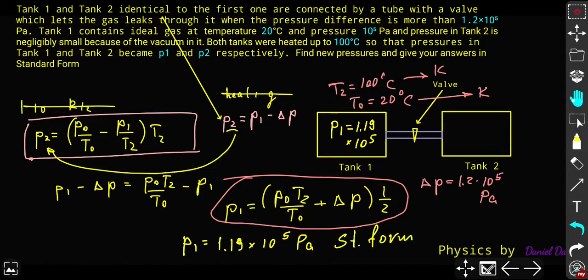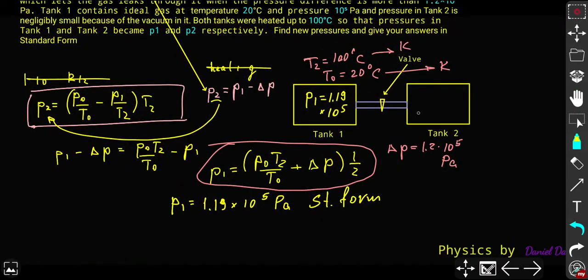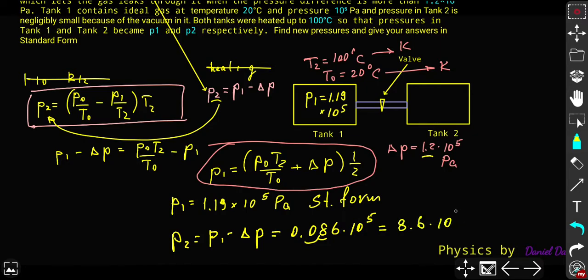And finally we need to calculate P2, but P2 is simply P1 minus delta P, so we need to take away 1.2. If we calculate, we'll get 0.086 times 10 to the power 5. But now we need to transfer the decimal point twice. So that means we've got 8.6 times 10 to the power 3 pascals. So that's going to be the final pressure P2 in the second tank, 8.6 times 10 to the power 3 pascals. All right, so that's the solution.